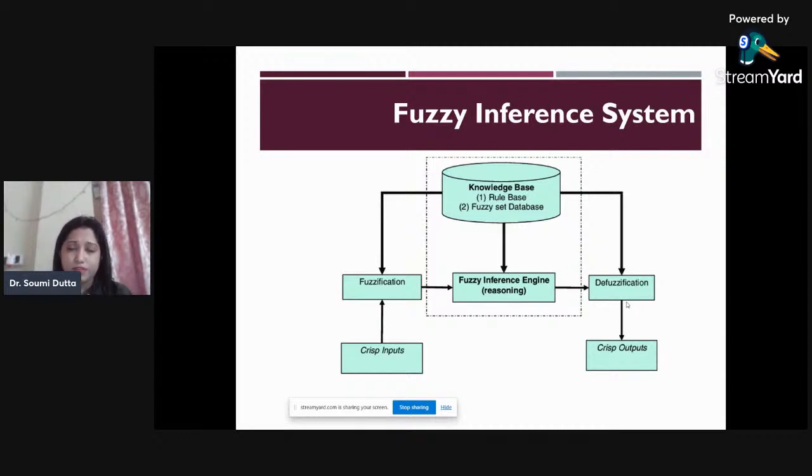And we have to give some crisp output, because whenever we are using fuzzy models, the outcomes or inputs may not be fuzzy every time. So according to our problem, we have to design the fuzzy system. We need fuzzification, so that we can convert the crisp values into fuzzified ones. That has been done here.